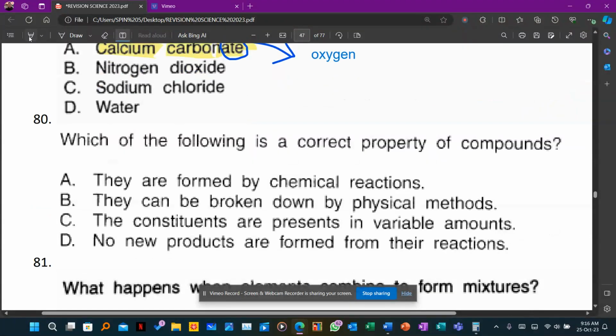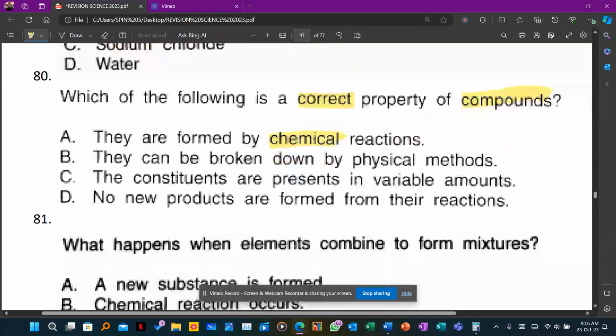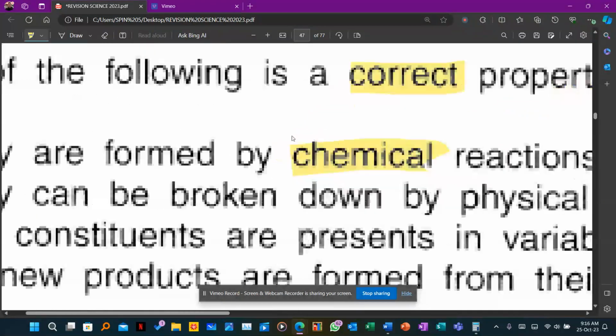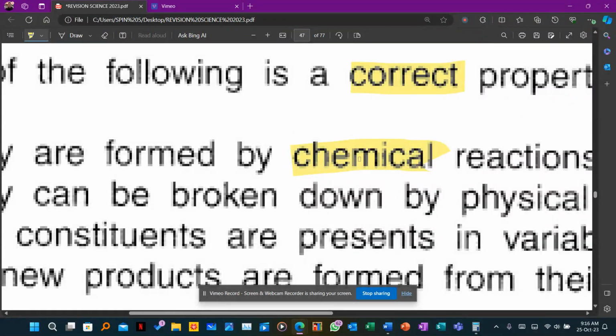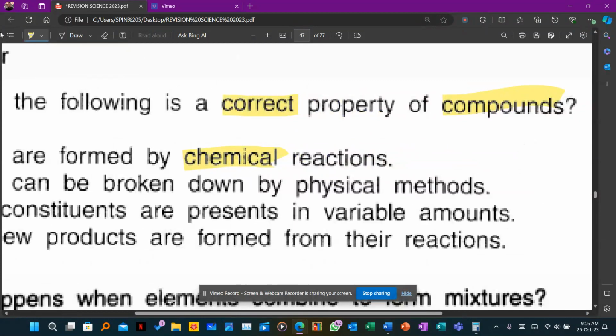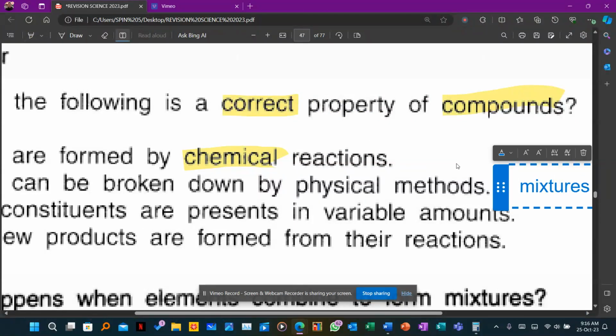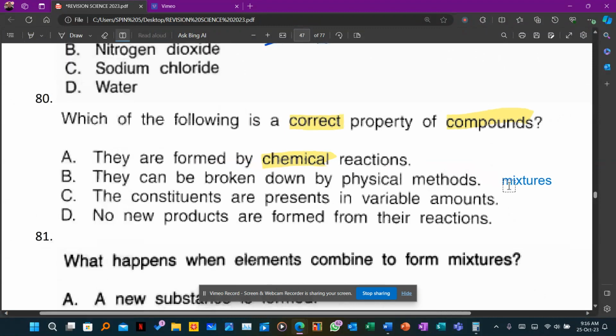Okay, next question. Properties of compound or mixture and so on. So compound, which one is correct? So compound have chemical reaction. That one is true. Compound can be broken down by physical method. That one is not true. Anything about compound must be by chemical only. The physical one is mixture. You can separate them simply by separation technique.